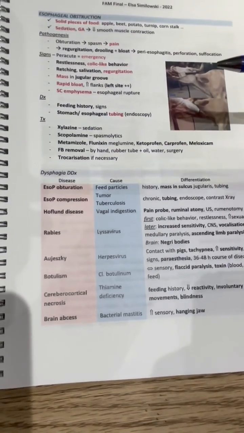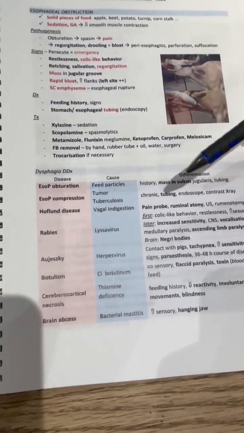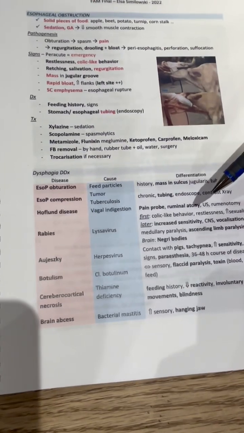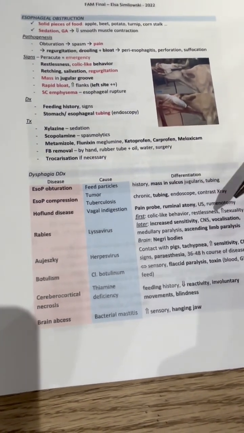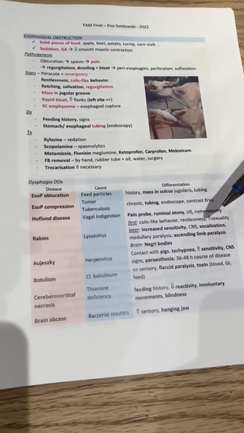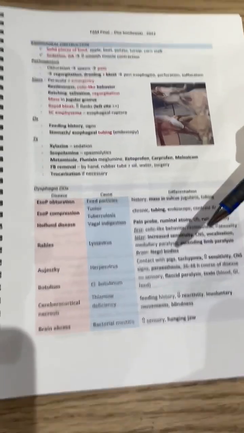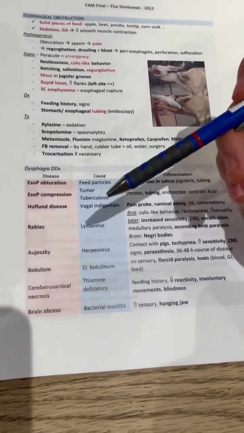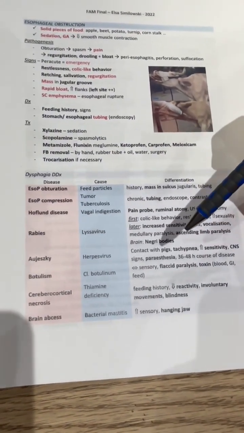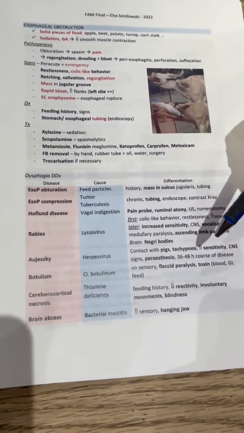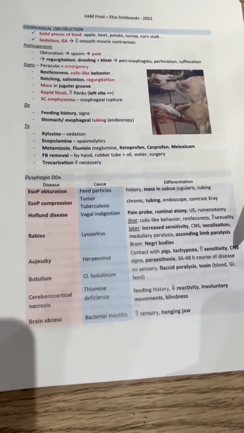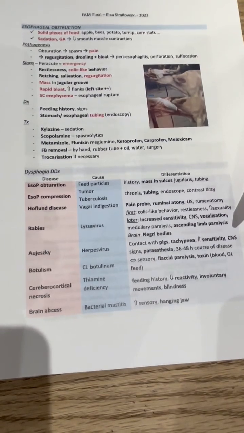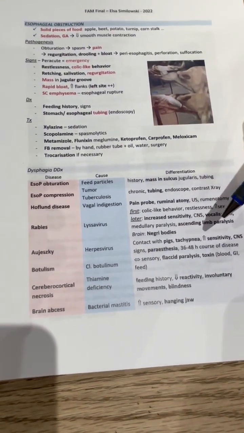Rabies can also cause dysphagia. You'll be able to see increased sensitivity, central nervous system signs, vocalization, and ascending limb paralysis, as well as Negri bodies in the brain. And they can also get Aujeszky's disease if they're in contact with pigs. They will have tachypnea and increased sensitivity and central nervous system signs. They can have the disease for 36 to 48 hours.